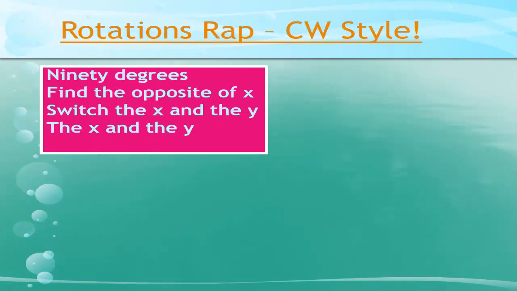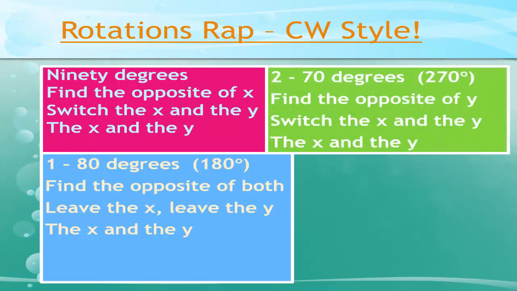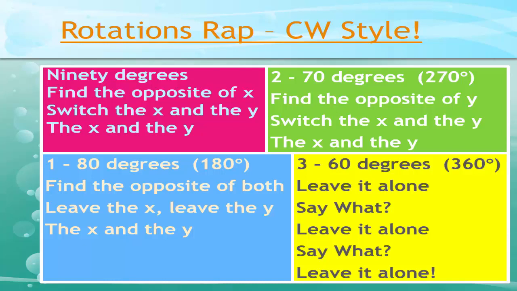The rap goes something like this, but I'm not rapping. 90 degrees, find the opposite of x, switch the x and the y. 180 degrees, find the opposite of both, leave the x, leave the y. 270 degrees, find the opposite of y, switch the x and the y. 360 degrees, leave it alone, say what? Leave it alone. And we'll liven it up a little bit more in class.